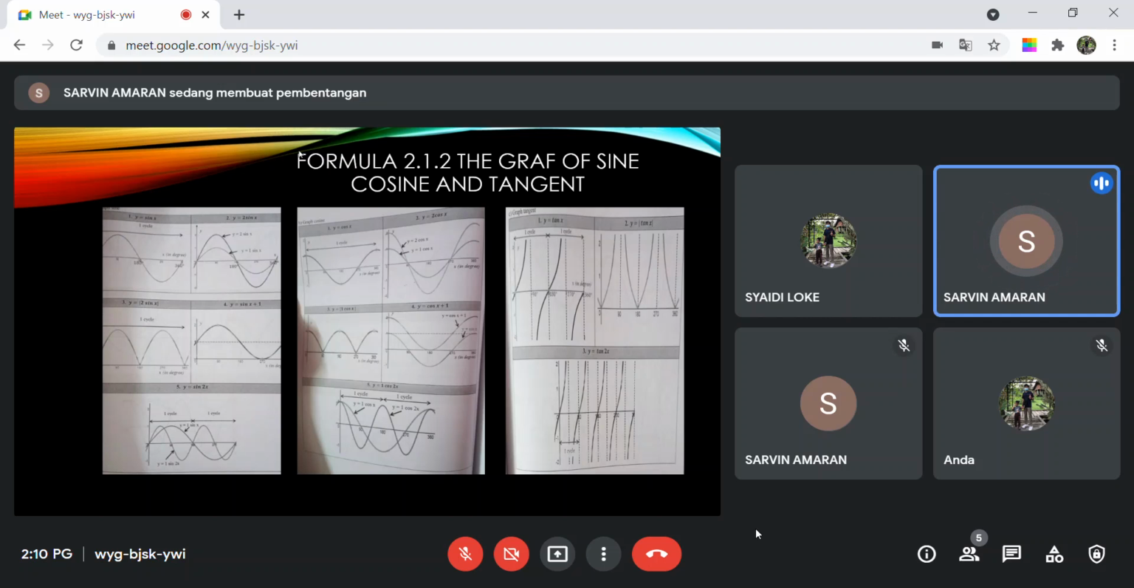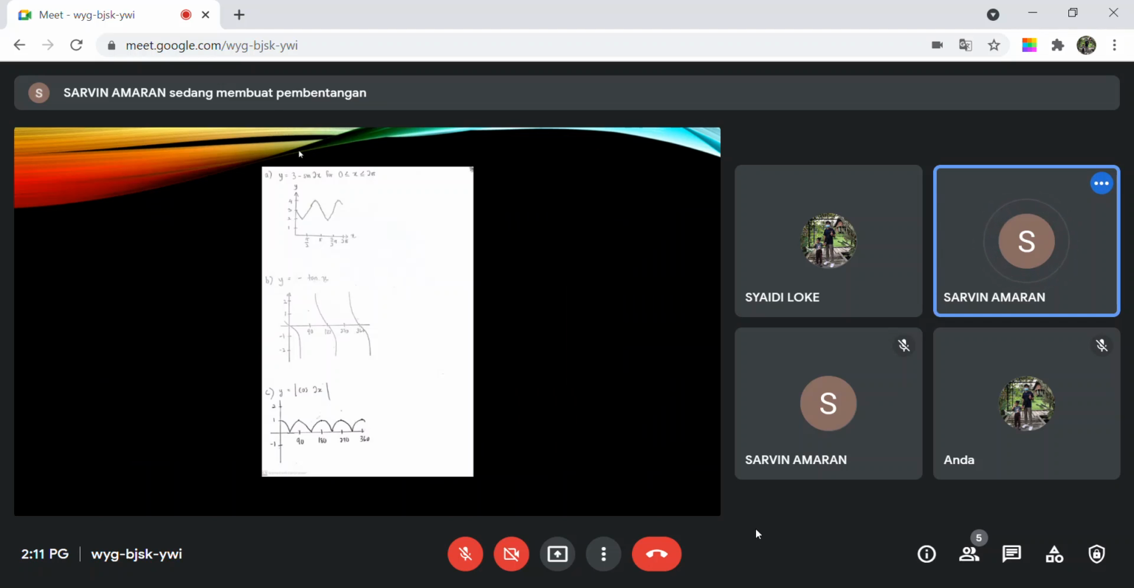Because in the future, there will be a lot of questions, a lot of equations. So based on that equation, you really need to understand these graphs. Okay, let's go to the questions, shall we? So these are the questions. As you can see, the questions are according to the equation. For example, y equals 3 minus sin 2x for 0 less than x less than 2 pi.